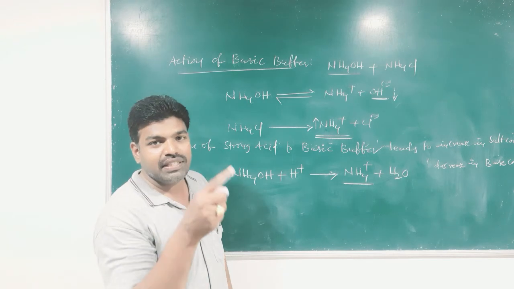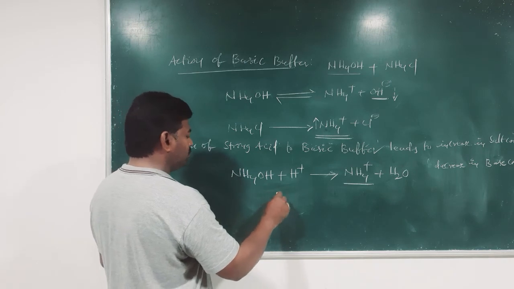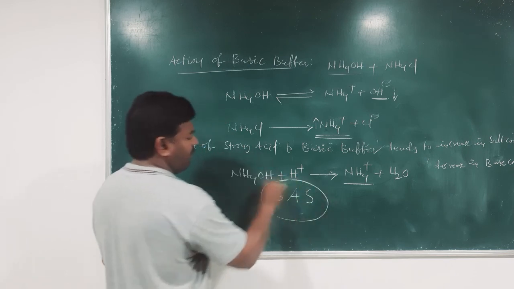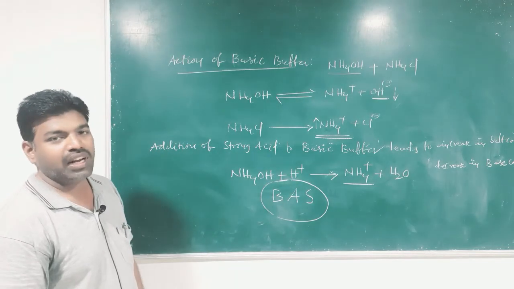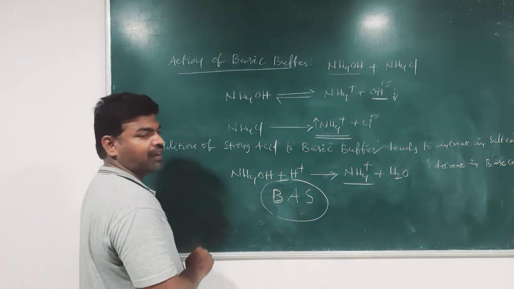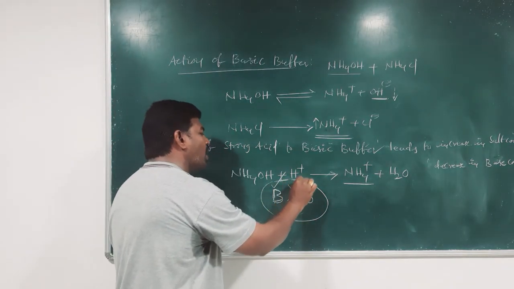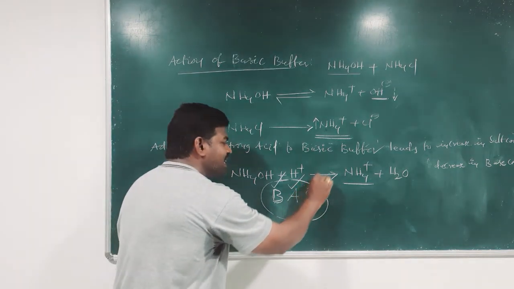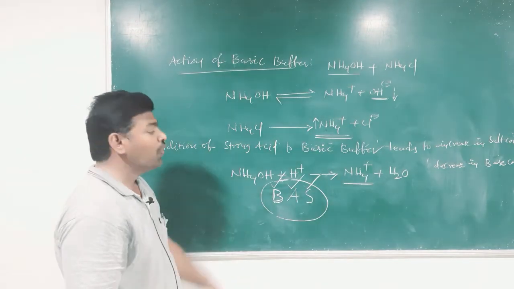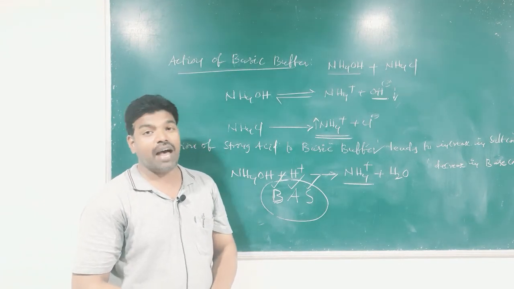We can memorize this statement with a short mnemonic, that is BAS. With this mnemonic we can memorize the whole statement. For basic buffer, when we add strong acid, that leads to the increase in the salt concentration and decrease in the base concentration. So with this mnemonic we can understand the whole concept and what is happening there.